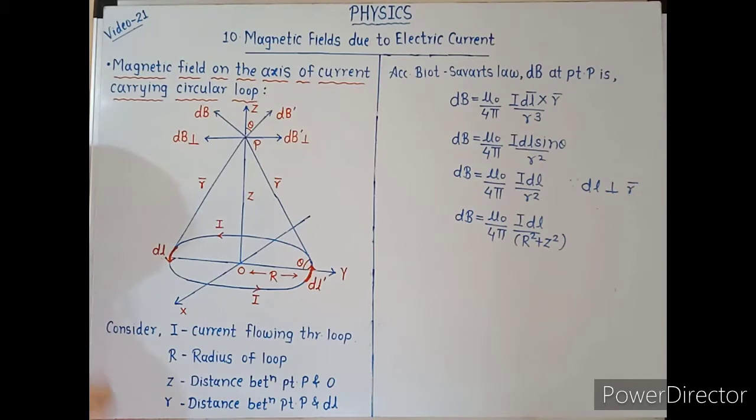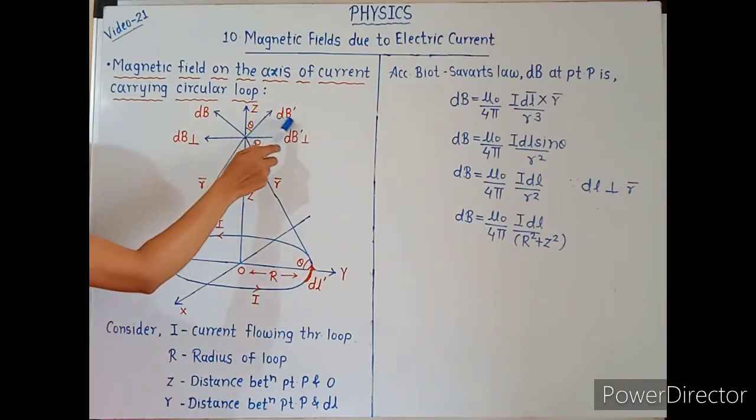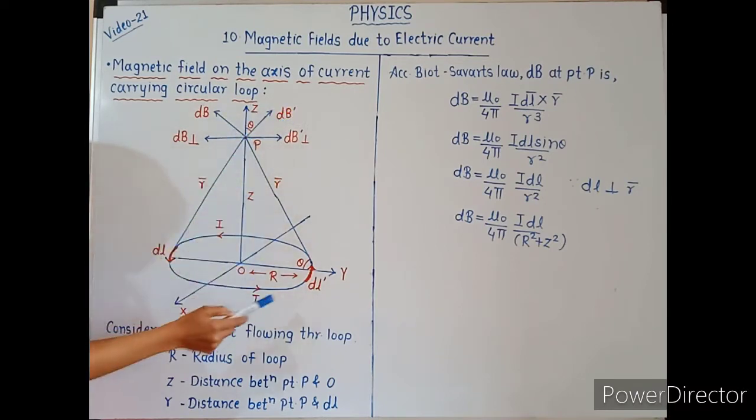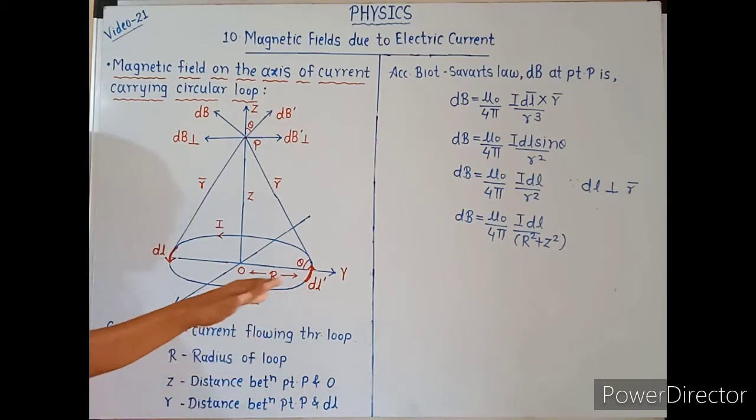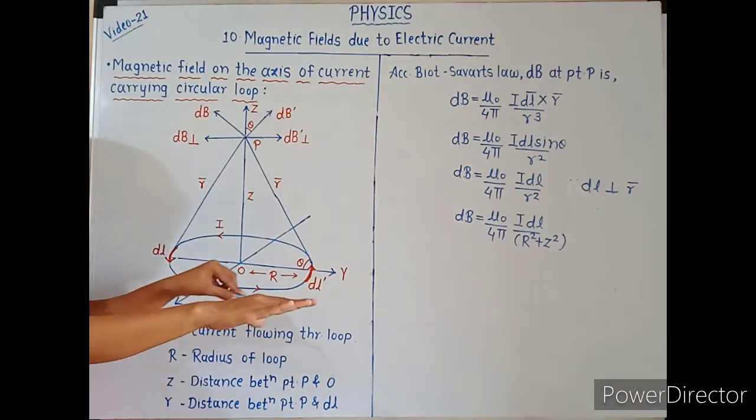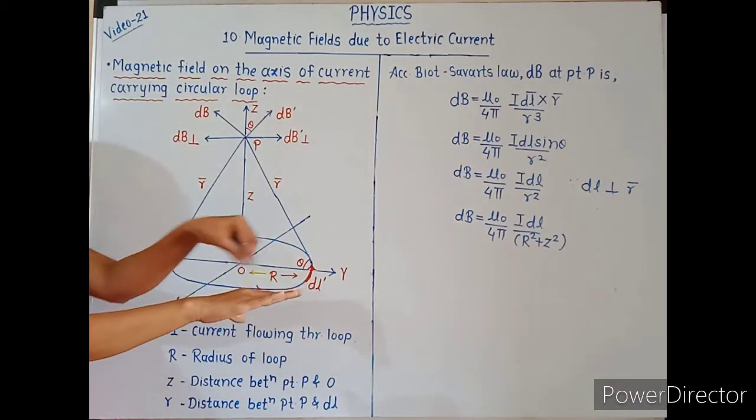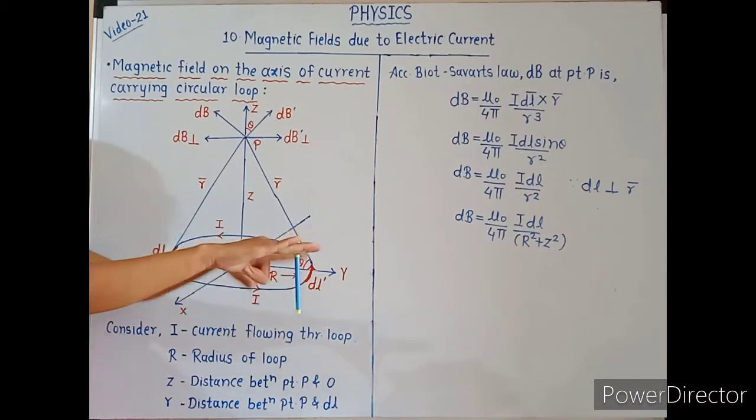Similarly, the magnetic field produced at a point P due to this small length element dl dash is given by dB dash. dB dash is the magnetic field produced at a point P due to this small length element dl dash, and dB is the magnetic field produced at a point P due to this small length element dl. Now this dl dash is in the inward direction, so this is the direction of electric current, this is R bar, and this is the direction of magnetic field.